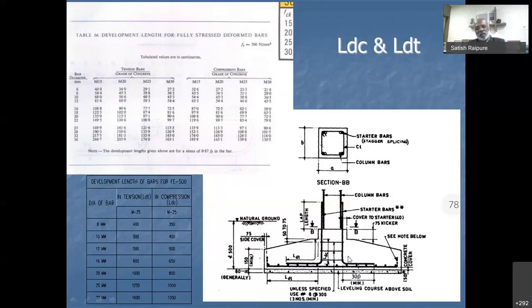If we don't provide this LDC here, the fixity of the column with the footing will not be achieved. And most designers always treat this support as a fixed support. If this fixity is not achieved, the type of end condition will change, and definitely it will affect the analysis and the design. It will create some additional moments, and the structure may or may not be sufficient to tackle those. Because the parameters of the end condition change, the moment will change, and the structure may not be sufficient to tackle that kind of moment or horizontal force.